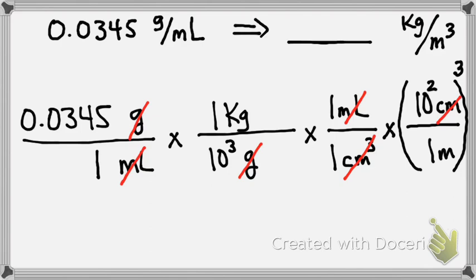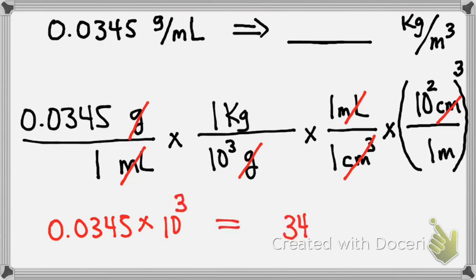Now I have 10 squared to the 3rd power is 10 to the 6th. Remember, I multiply those exponents. 10 to the 6th divided by 10 to the 3rd is 10 to the 3rd. So 0.0345 times 10 to the 3rd simplifies to 34.5 kilograms per cubic meter.